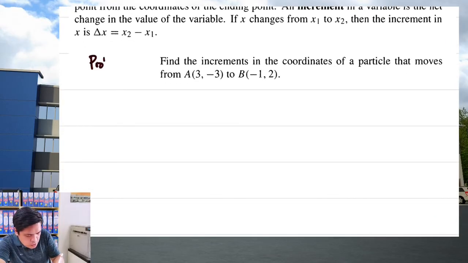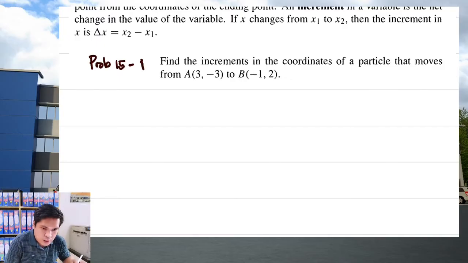Well, let's call this problem 15.1 or 15-1 because we are now in lesson 15. Find the increments in the coordinates of a particle that moves from A, which has a coordinate of 3, negative 3, to B with coordinates negative 1, 2.